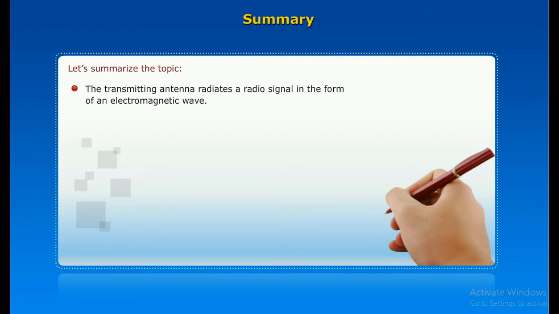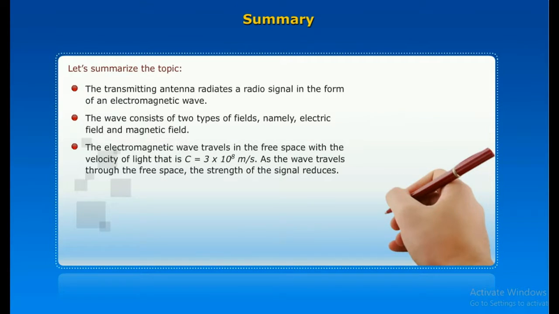Summary. Let's summarize the topic. The transmitting antenna radiates a radio signal in the form of an electromagnetic wave. The wave consists of two types of fields, namely electric field and magnetic field. The electromagnetic wave travels in free space with the velocity of light, that is, c equals 3 × 10^8 meters per second. As the wave travels through free space, the strength of the signal reduces.